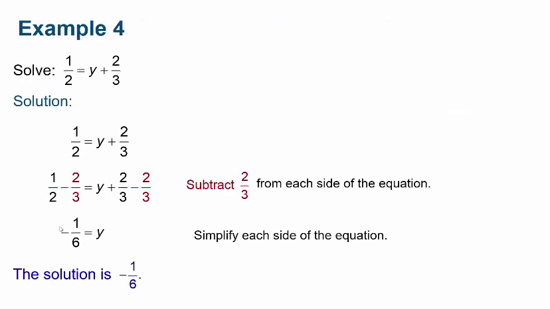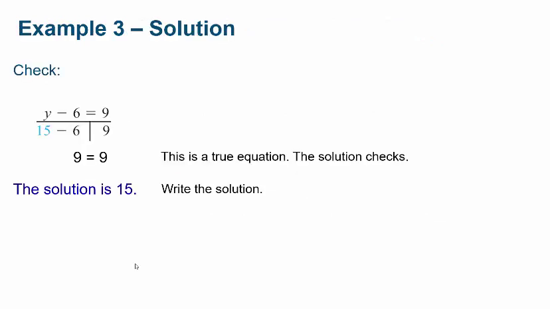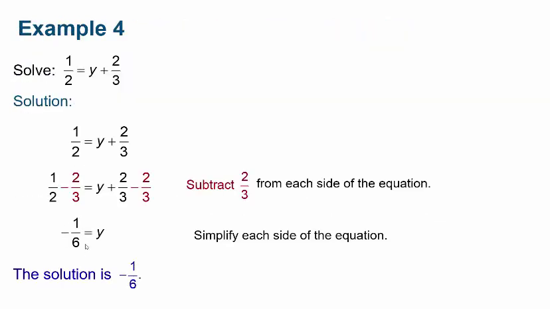Okay, so in this previous one, let me go back. I had y is equal to 15. And in this one here I have minus 1/6 is equal to y. It looks like they're backwards. It doesn't matter. So the solution is still that constant.